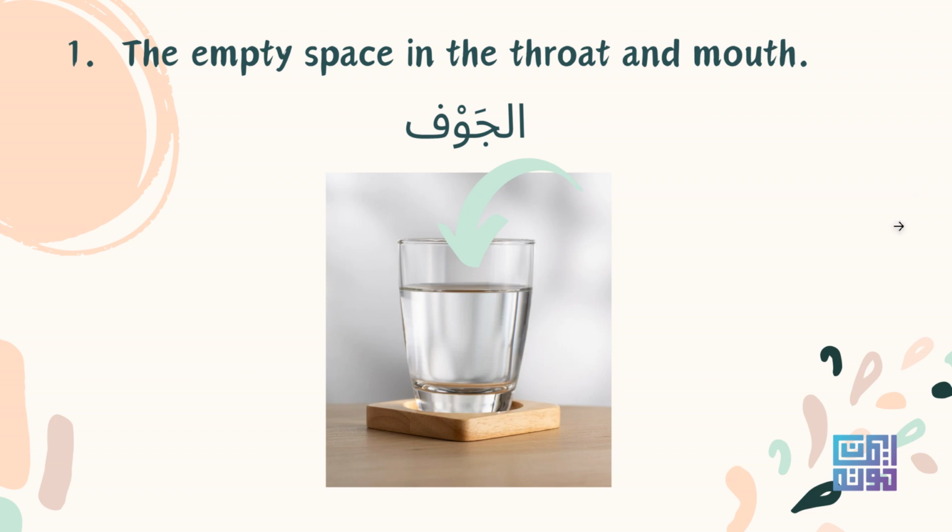So let's have a look at the first organ, which is the empty space in the throat and mouth. Al-Jawf. What does Al-Jawf mean in Arabic? It means exactly the empty space. So if I have a glass of water here and it's two thirds filled with water, then where is Al-Jawf? It's the empty space here, the remaining third. So Al-Jawf is the empty space of something.